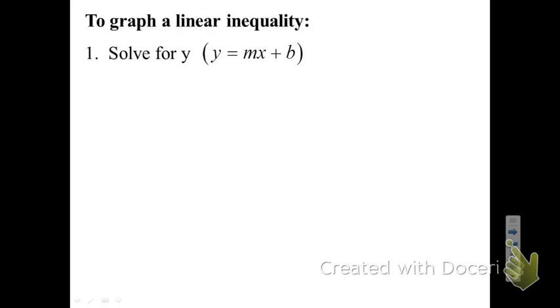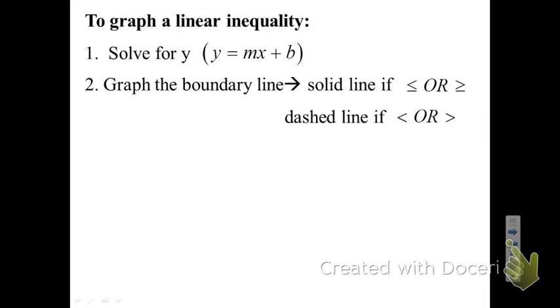So to graph a linear inequality, the first thing you're going to do is solve for y, so it will look like y equals mx plus b. We do that to allow us to identify the slope and the intercept. The next thing you'll do is graph that boundary line using the slope and the intercept. And here is where you will decide if it's solid or dashed. If it has this greater than or equal to, it's solid. If it does not have that, it will be dashed.